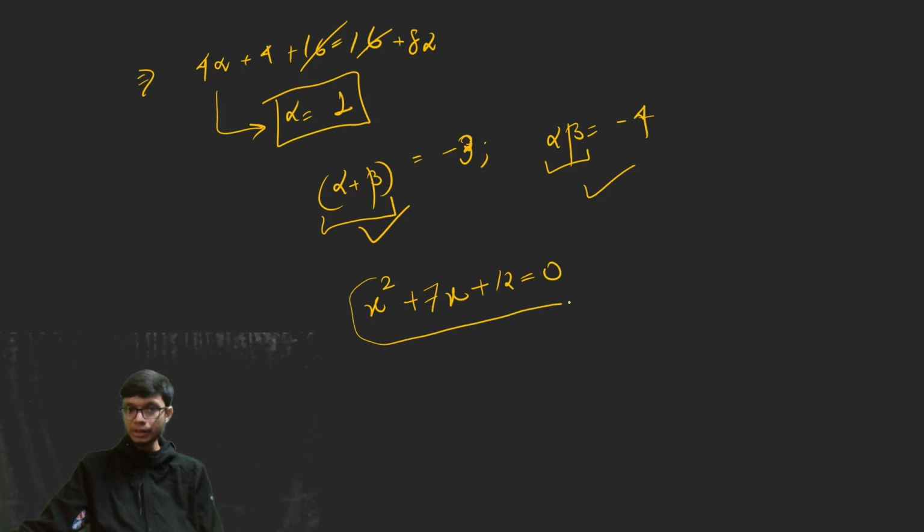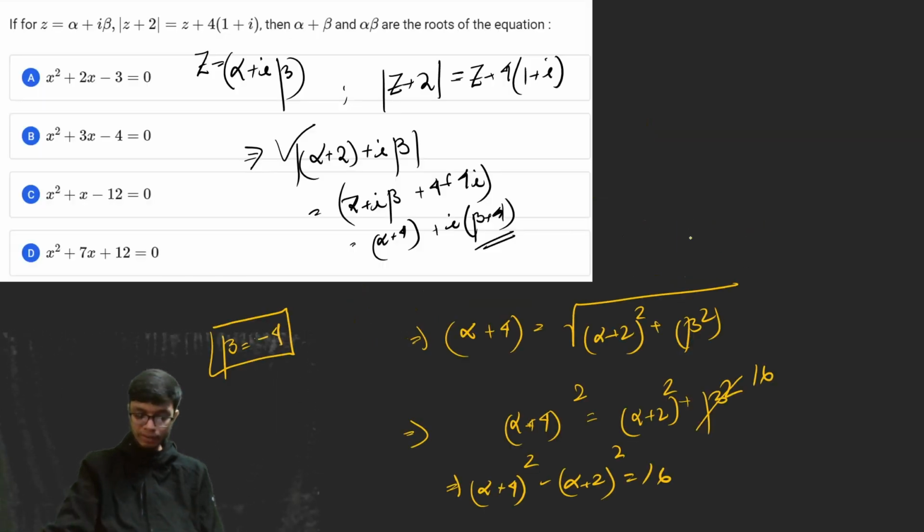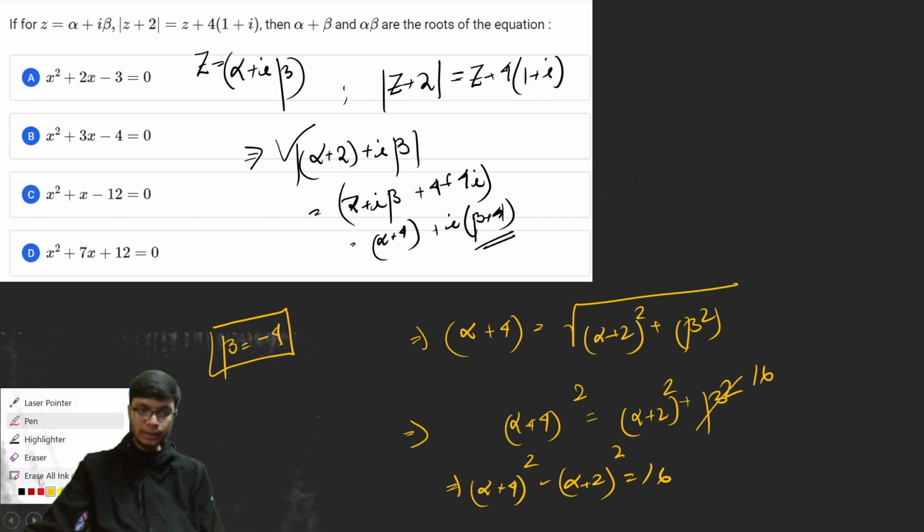So this is the quadratic equation whose roots are alpha plus beta and alpha beta, that is minus 4 and minus 3. Okay, so with this, the correct answer to this particular problem will be option number D.